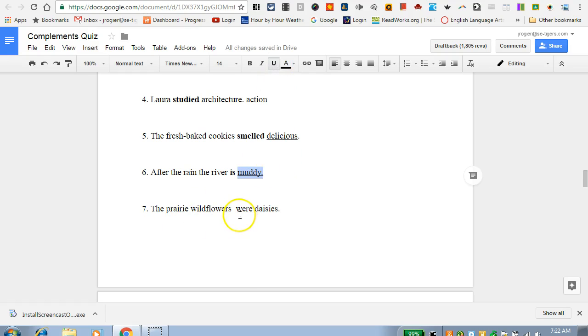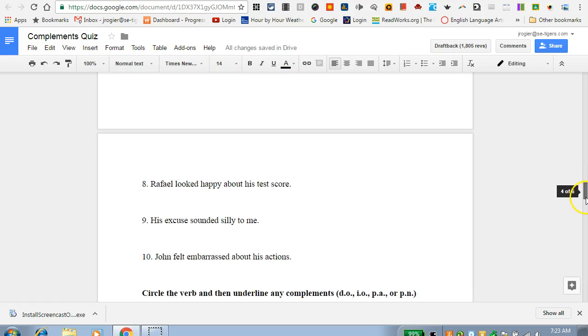Number 7, the prairie wildflowers were daisies. Were is our linking verb. Oops, bold that. What were they? They were daisies. Daisies would be renaming wildflowers. Wildflowers were daisies, and so it's predicate nominative.